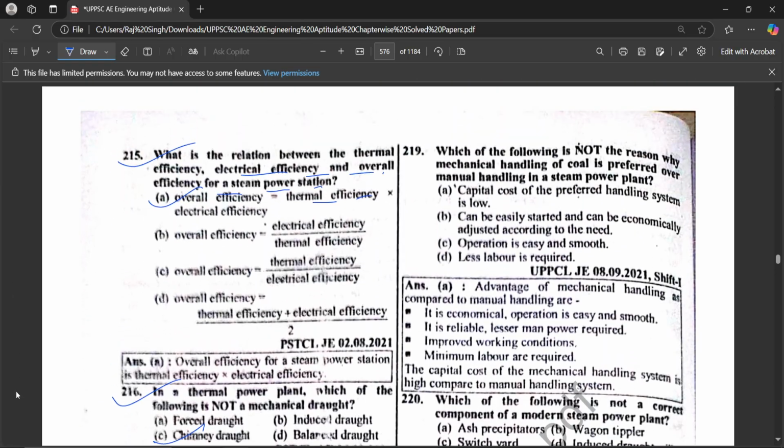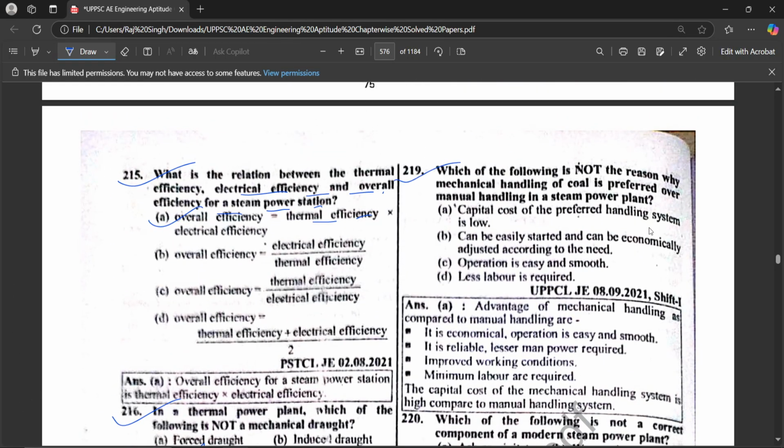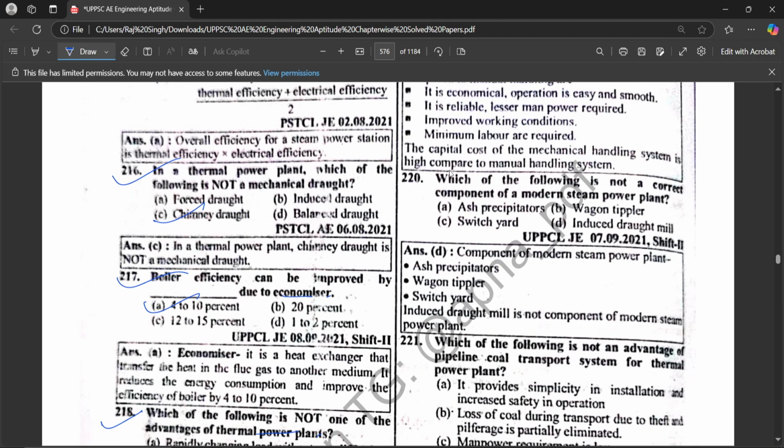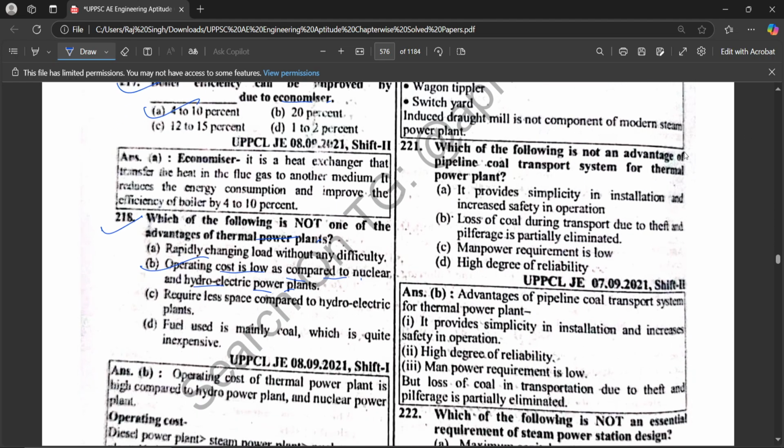Next question. Which of the following is not the reason why mechanical handling of coal is preferred over manual handling in a steam power plant? Capital cost of the preferred handling system is low. Which of the following is not a correct component of a modern steam power plant? Induced draft mill.